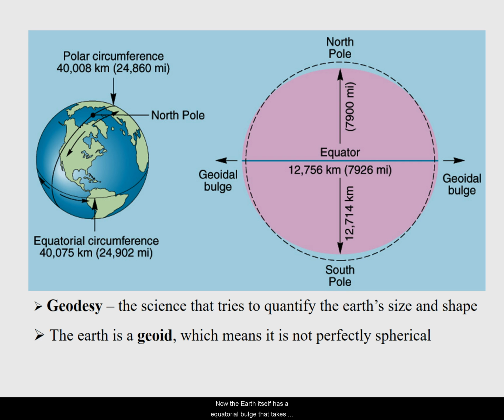Now, the Earth itself has an equatorial bulge that takes place. So you can see on the screen that a perfect sphere would represent the dashed, dotted, black line that we see here. But we know that's not the case because the polar circumference and the equatorial circumference do not line up.